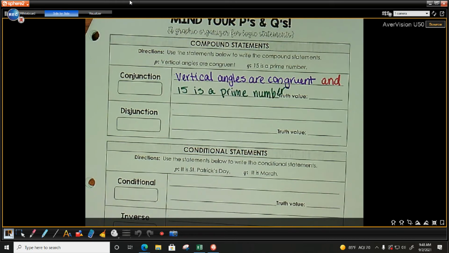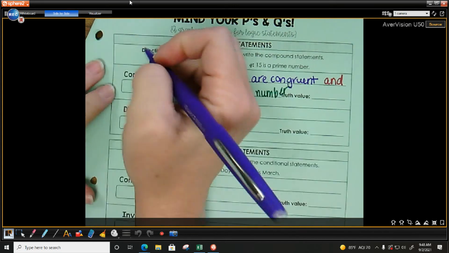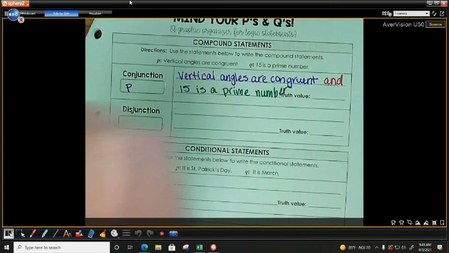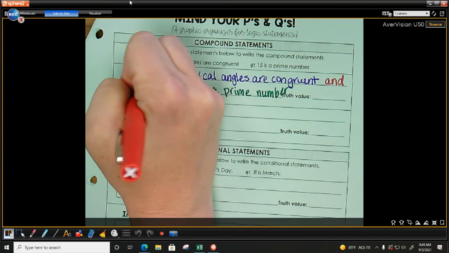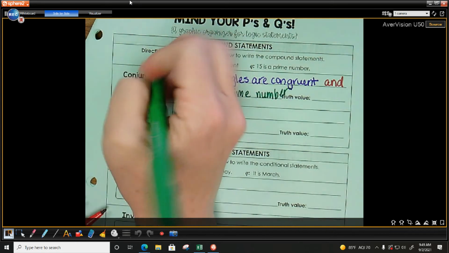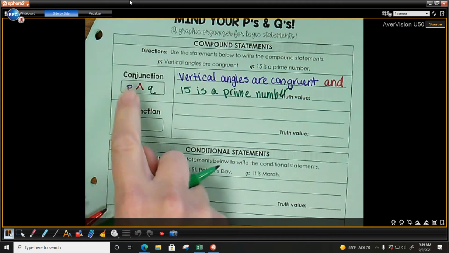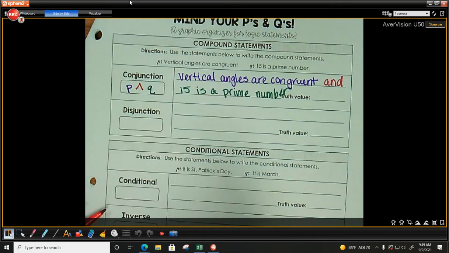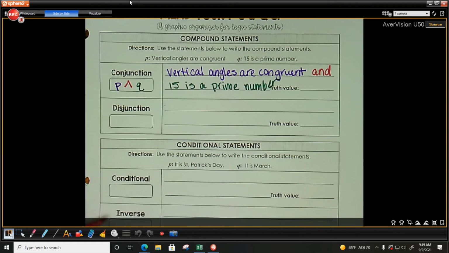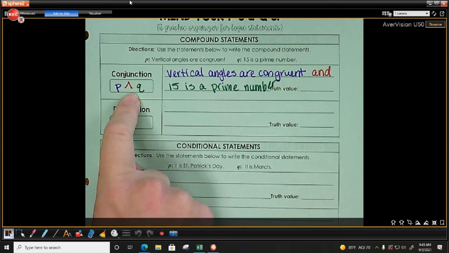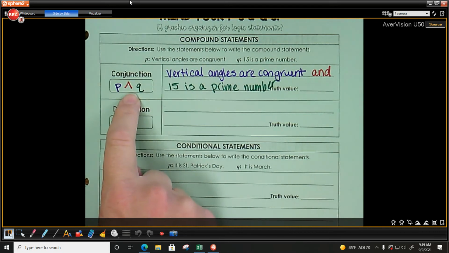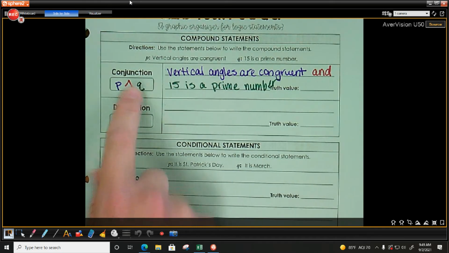Okay, that's how you write a conjunction. Your conjunction, the shorthand, the symbols, is P and Q. The first statement and the second statement. That little arrow up, that's an and symbol. P and Q. Are vertical angles congruent?